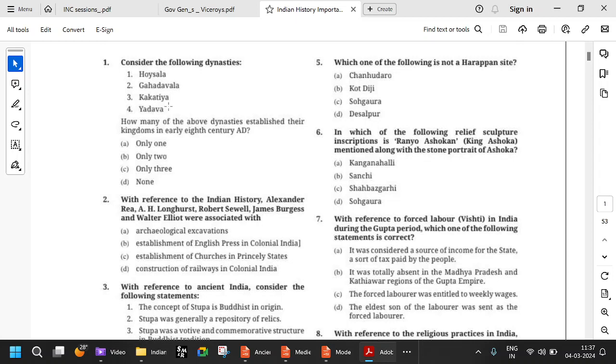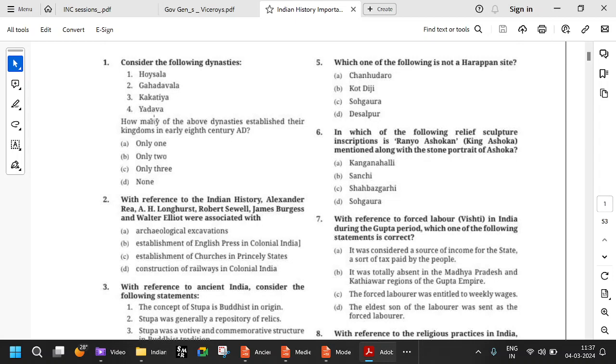Kakatiyas, I'm sure everyone is aware, Telangana and Andhra Pradesh. Especially in AP history, the Kakatiyas are very important. The Kakatiya dynasty extended over Andhra, Karnataka, parts of Tamil Nadu, Odisha, etc. And it is also between the 12th and 14th century.